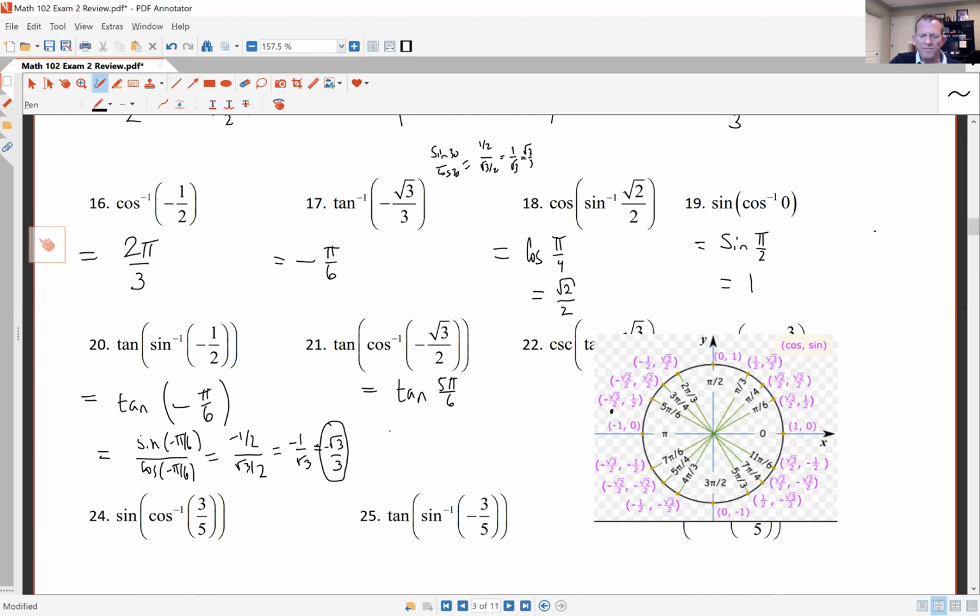Tangent of 5 pi over 6 is sine of 5 pi over 6 first. Sine is positive in quadrant 2, and that's of a 30-degree angle, so that's 1/2. And then the bottom is the cosine of the 30 degrees in quadrant 2, which is negative root 3 over 2. This one also simplifies to negative 1 over root 3 or negative root 3 over 3.